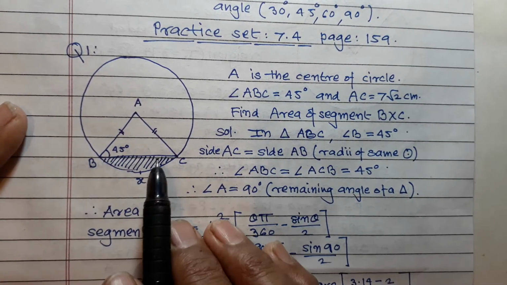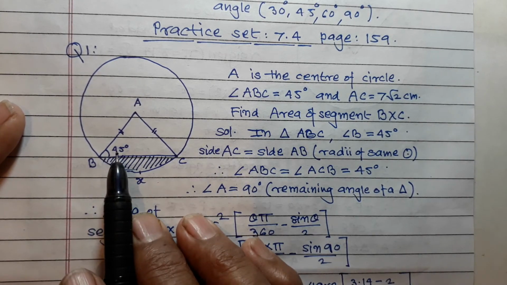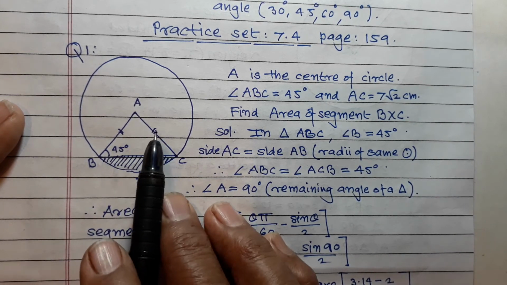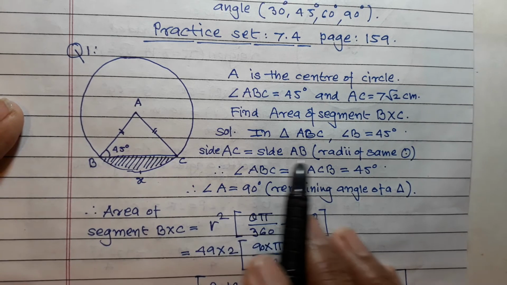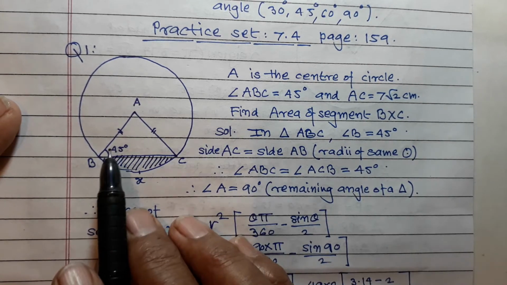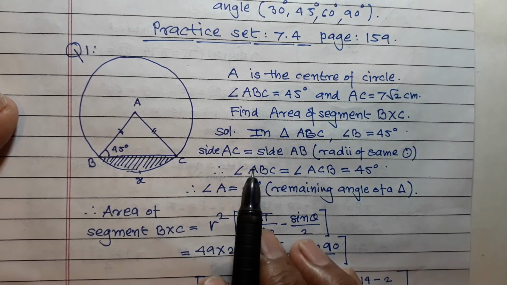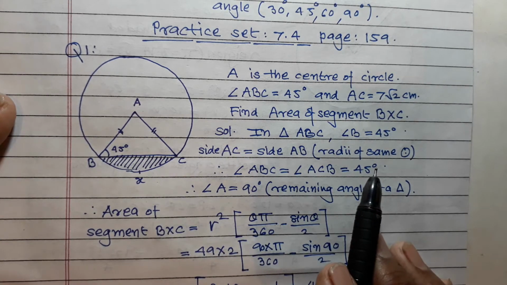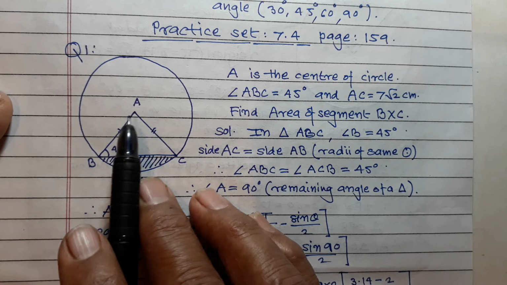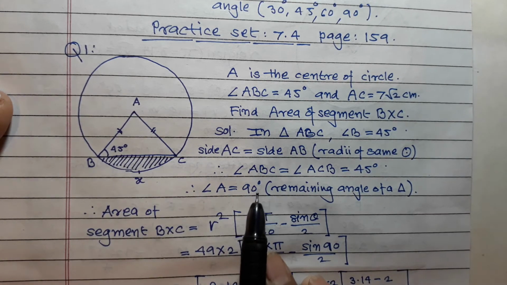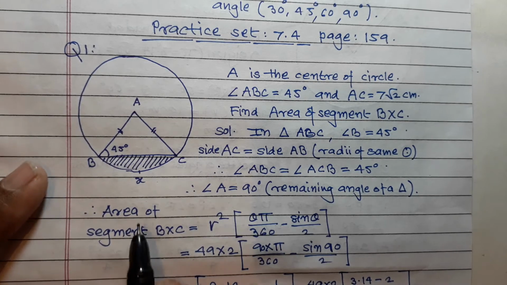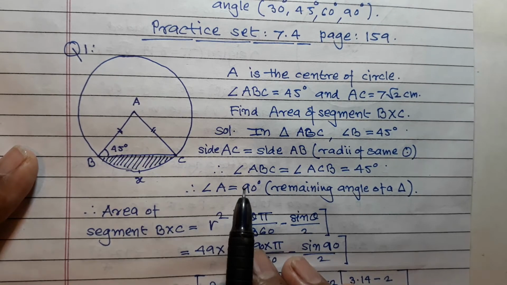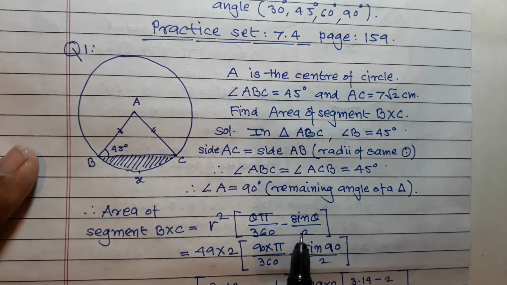In triangle ABC, angle B is equal to 45 degrees. Side AC is equal to side AB, because these are radii of the same circle, and therefore this angle and this angle are equal. So angle ABC is equal to angle ACB is equal to 45, and hence the remaining angle, that is angle A, is equal to 90 degrees. So area of segment is equal to, now here angle A is equal to 90 degrees, and therefore I use this formula.